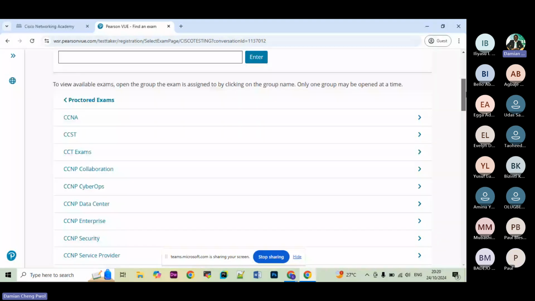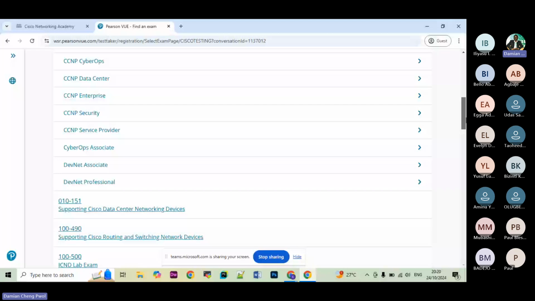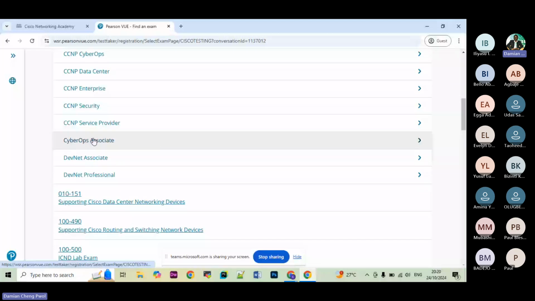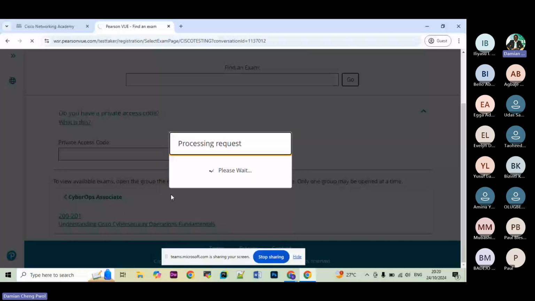So proctored exams. Okay. So here, I'll just click on proctored exams. You see CCNA, CCST, CCT, and so on. But let's see if we can see CyberOps. Okay, there's CyberOps here. There's CyberOps certification here. So let's click here. So the CyberOps, they usually have a special code attached to it. Like for this, that's 200-201. So if I click, I'm just trying to see where we can get the price.